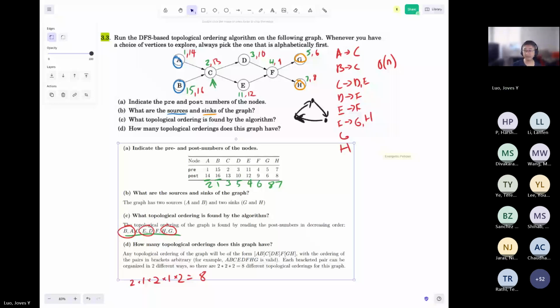Let's see. The next problem is, did I answer all of that? I did. Okay, 3.14. No, sorry, 3.4.